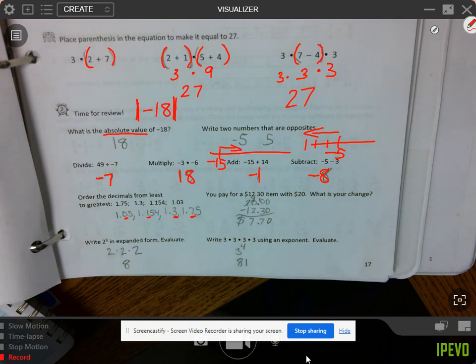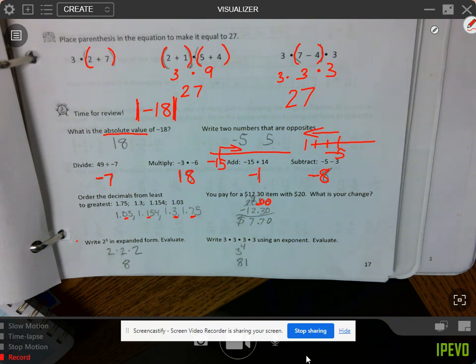We pay $12.30 for an item with a $20 bill. How much change should you get back? We need to stack those decimals to do our subtracting. So 20, we need to put in that 00 after our decimal so we can subtract away. We get $7.70 as our change.